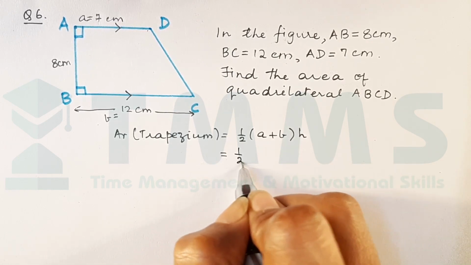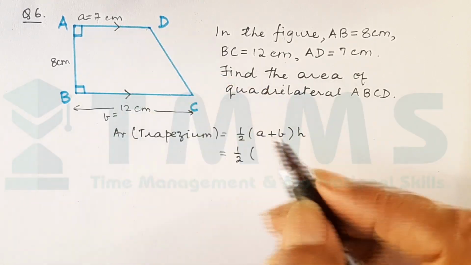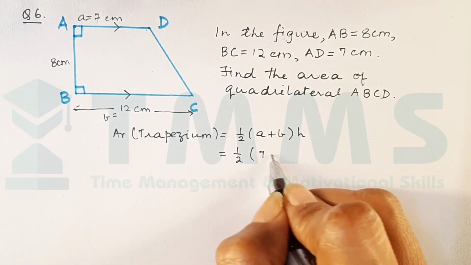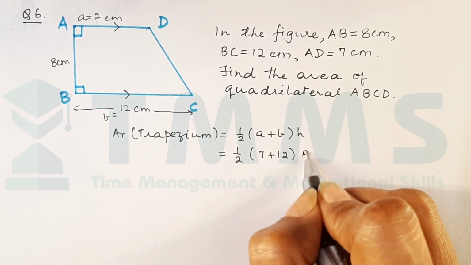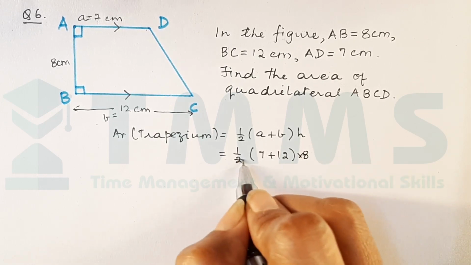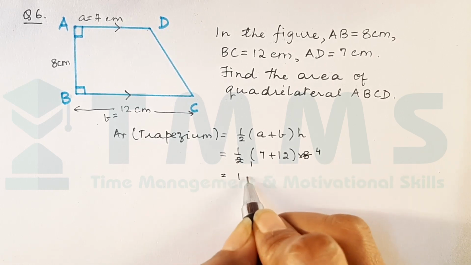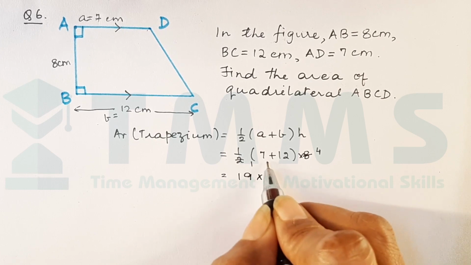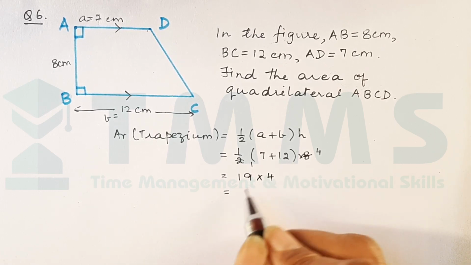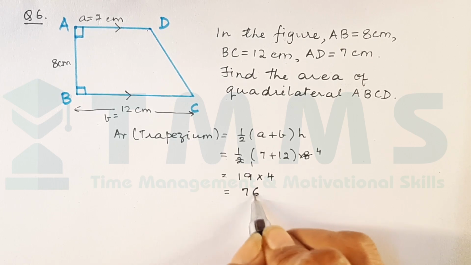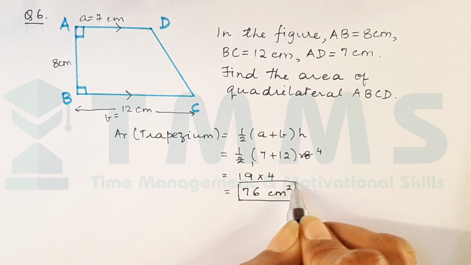What is our A and B? A and B are the parallel sides. So it will be 7 plus 12 multiplied by 8, that is 8. And so 2 goes once and 4 times. So you will see here 19, that is 7 plus 12 into 4. How much is that? 19 into 4 is 76 centimeters square. And that is our answer.